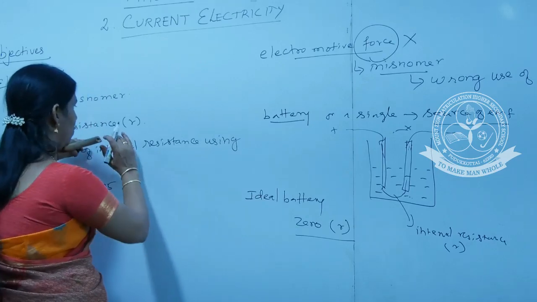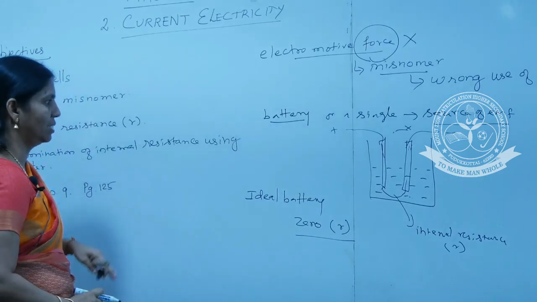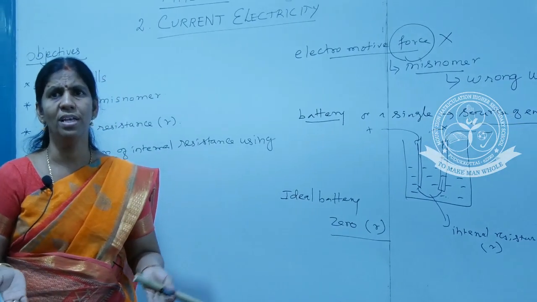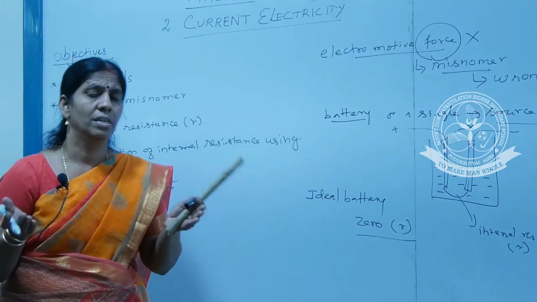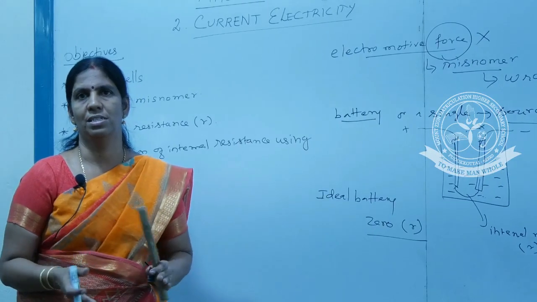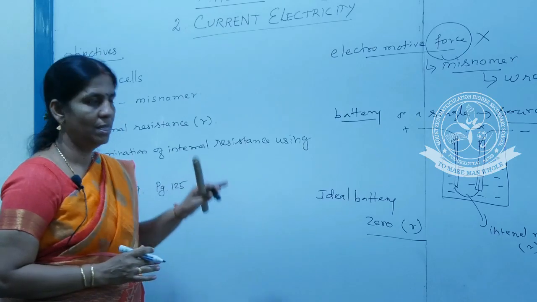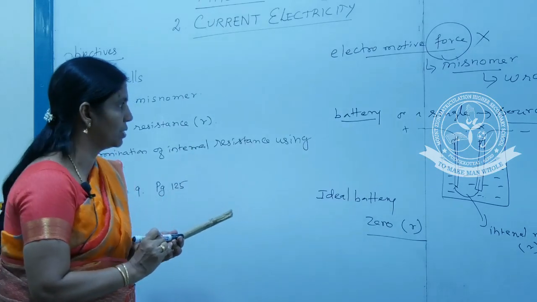So, this is about what is internal resistance. If we are given any cell newly, we can calculate the value of internal resistance using the voltmeter. That is our next topic we are going to see.